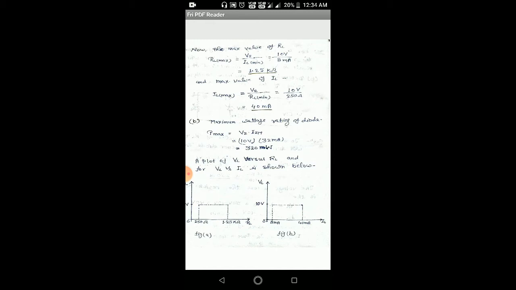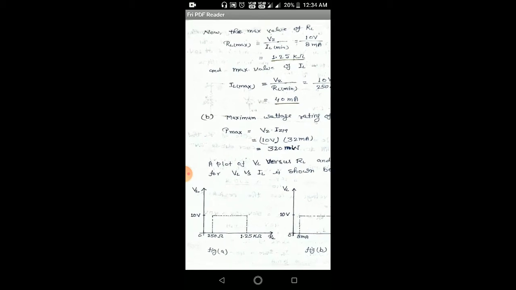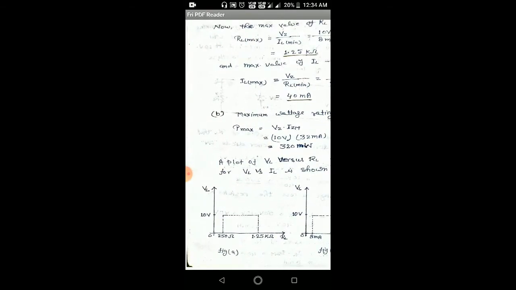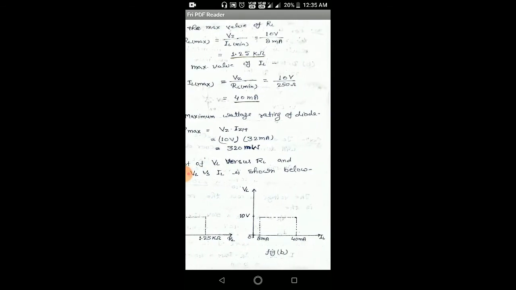Here a plot of VL versus RL, and VL versus IL is shown. This is the figure for part A. Here we can see the range of RL is from 250 ohm to 1.25 kilo ohm, and correspondingly the load current goes from 8 milliampere to 40 milliampere.